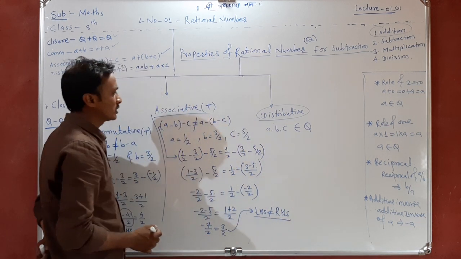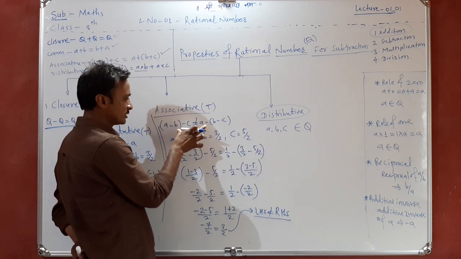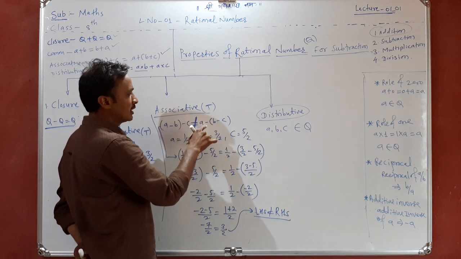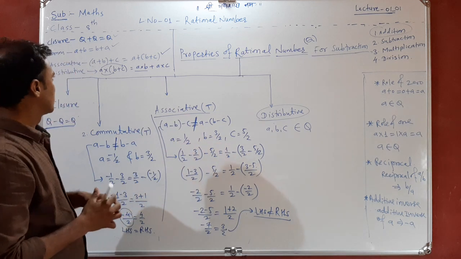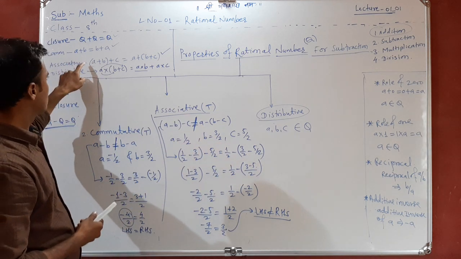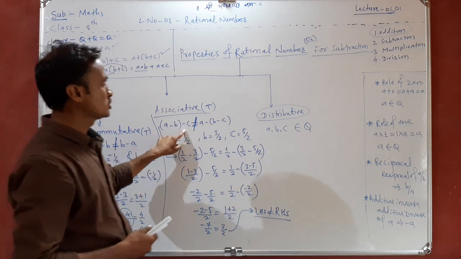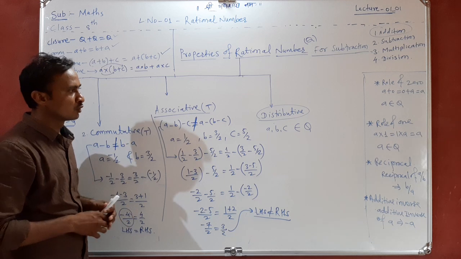LHS is not equal to RHS. It means that (a - b) - c is not equal to a - (b - c). Previously, in addition, the associative property was true, but in subtraction the associativity property is not true.